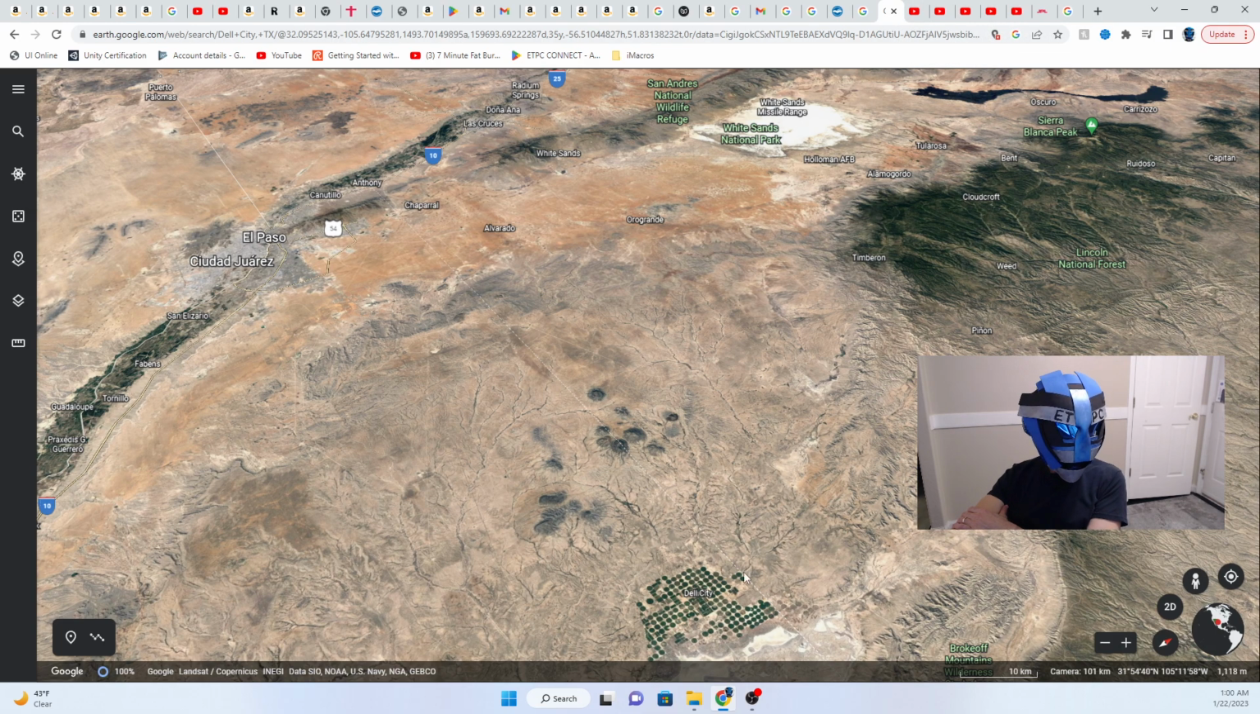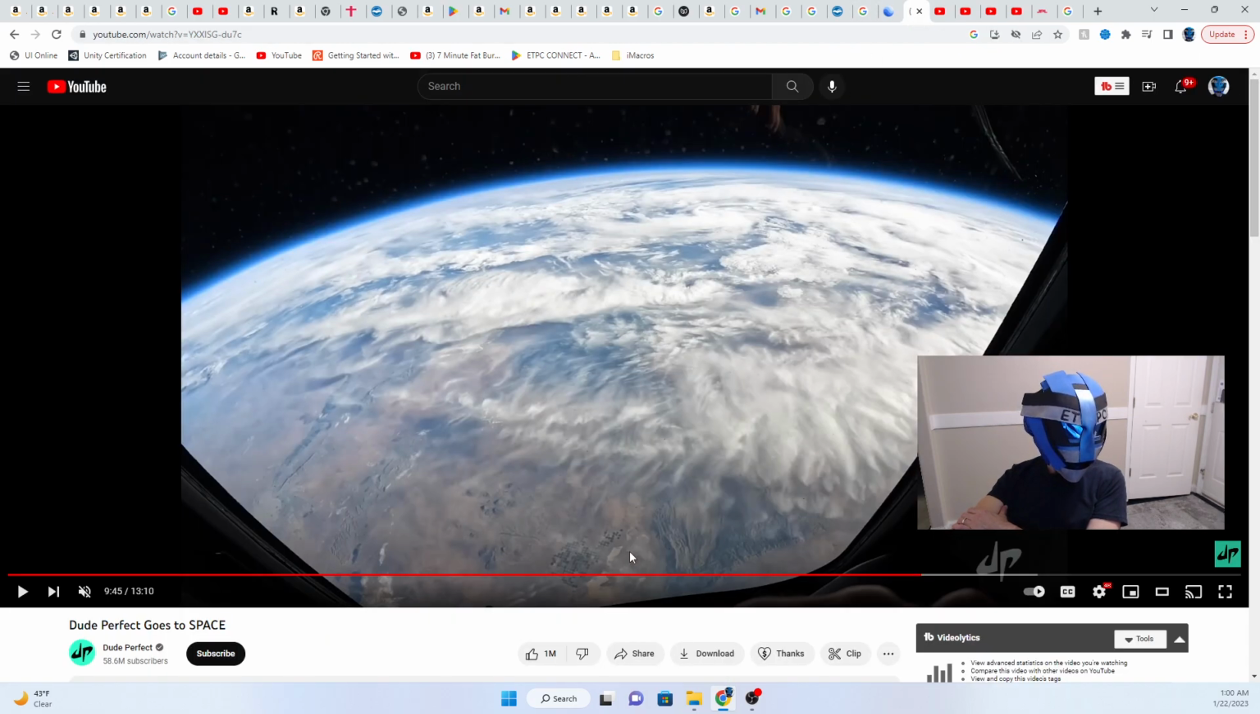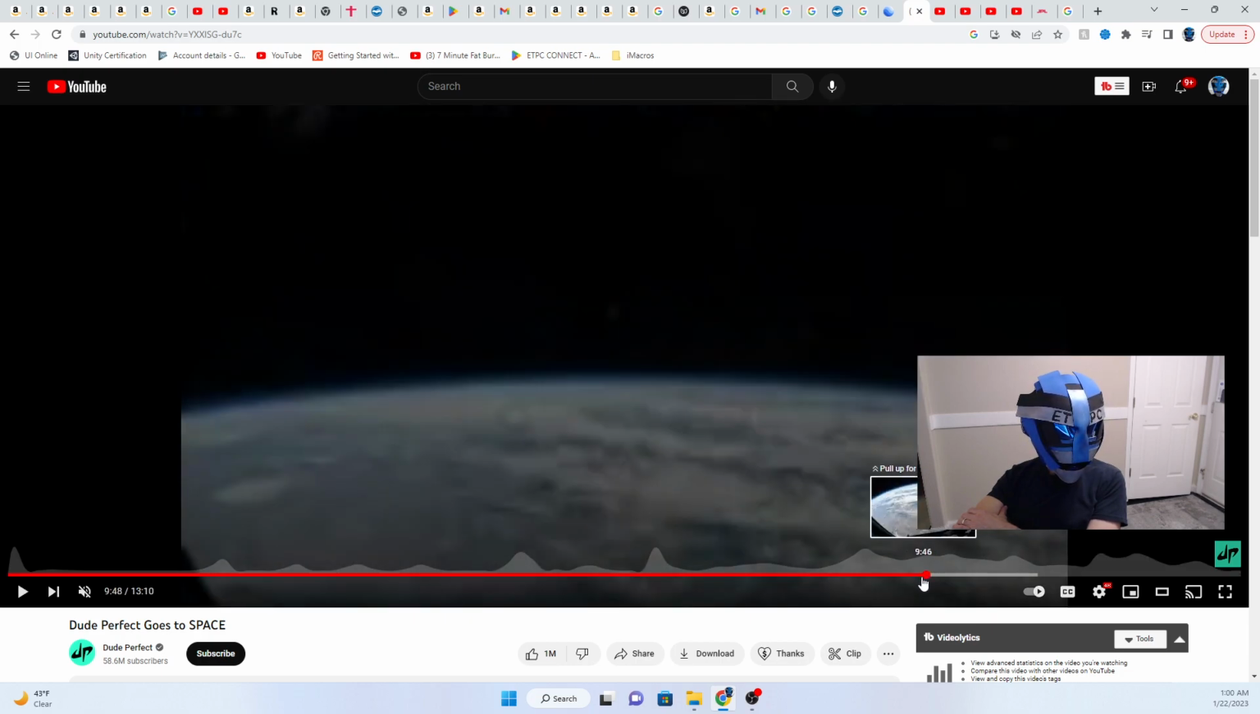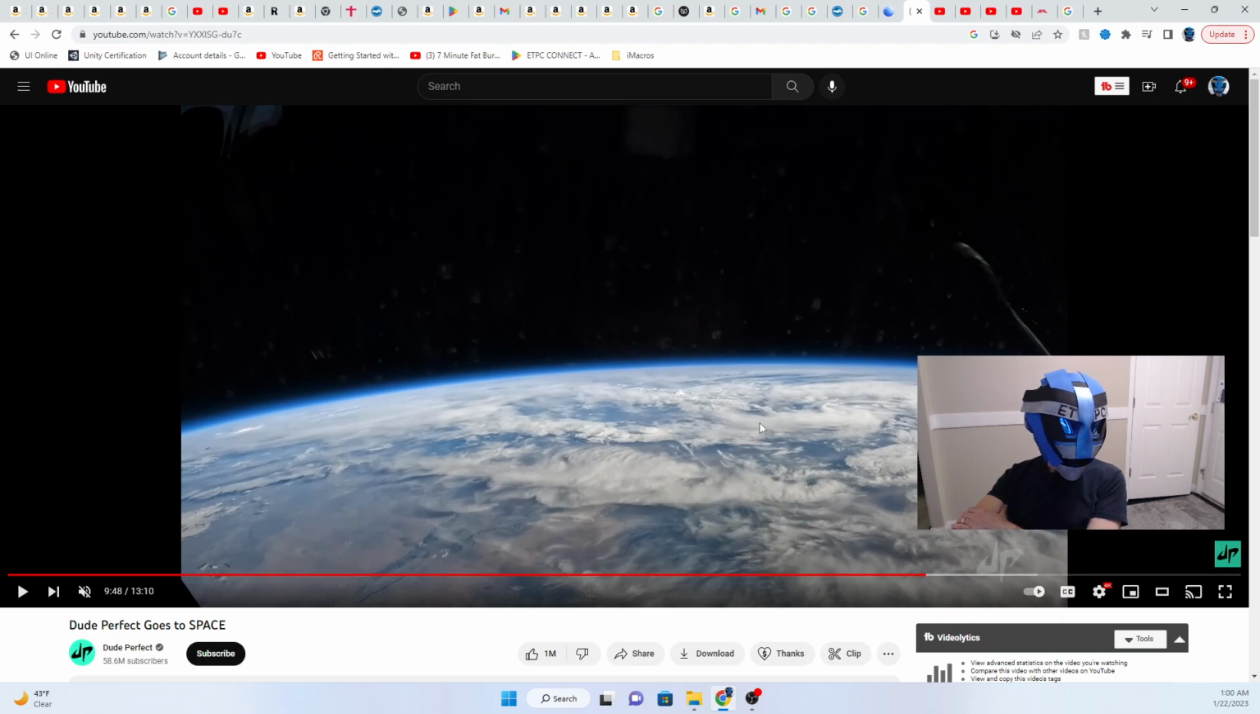Here's, once again, Dell City and camera height at 101 kilometers. This is exactly what Dude Perfect is looking at right here. And if this is the curve of your Earth, as a lot of people were saying here, or even if it was the other one where it's kind of flattened out, literally you're looking at a very, very small Earth. So I just thought I would share that.